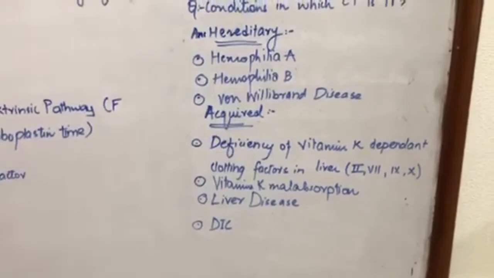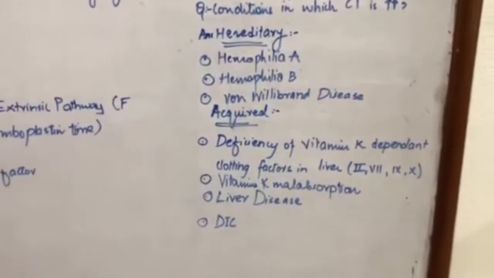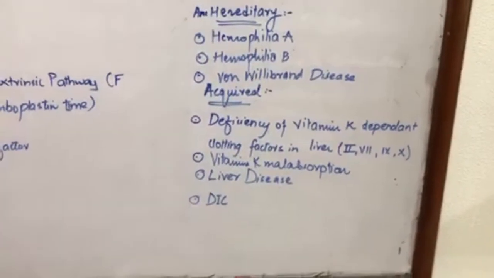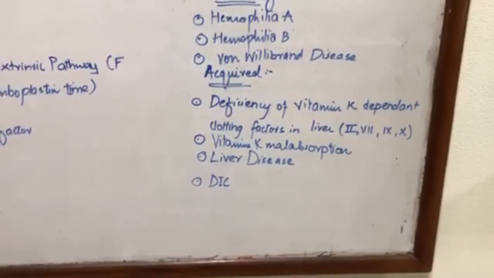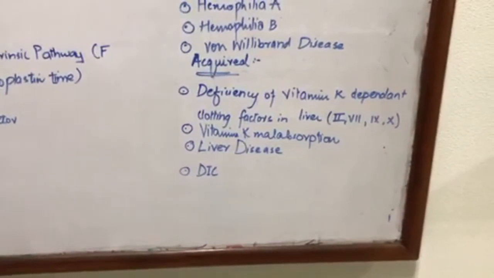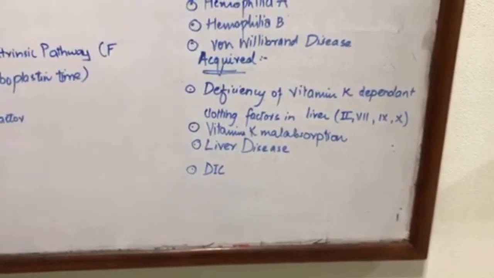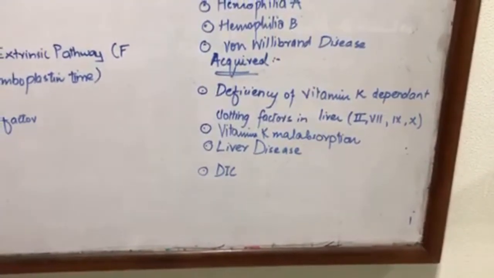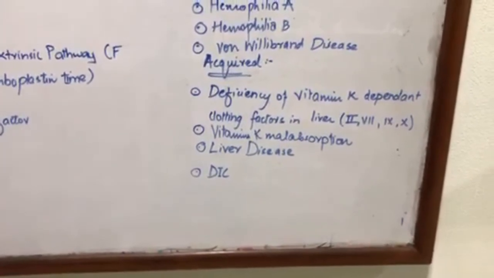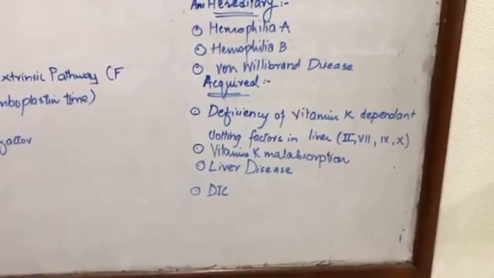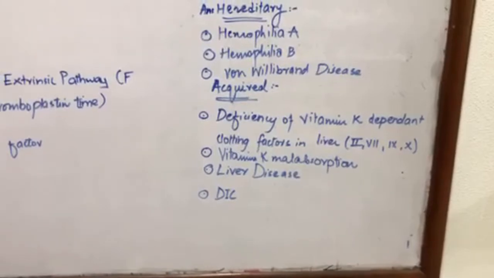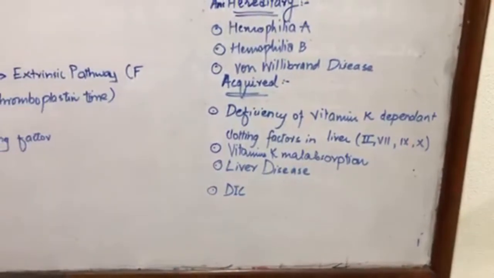When we go towards the acquired causes, they include deficiency of vitamin K, either due to vitamin K malabsorption or decreased intake. So there would be deficiency of vitamin K dependent clotting factors, that include factor 2, factor 7, factor 9 and factor 10. The next is liver disease, because the liver is the main organ for the synthesis of the clotting factors. And the third is DIC.